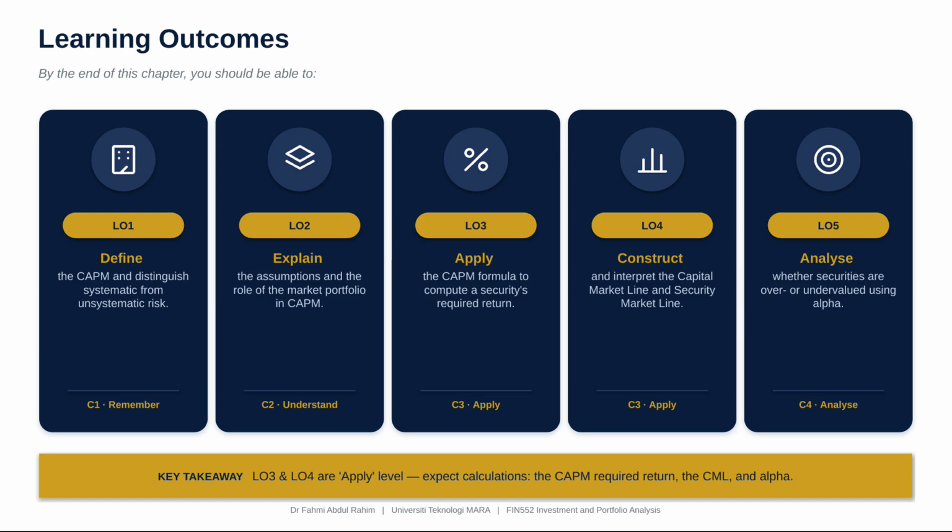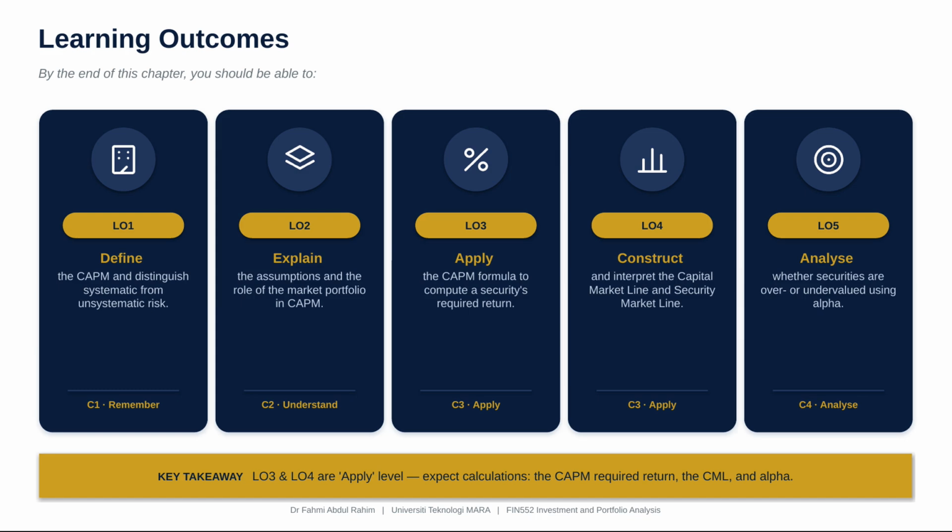The third, and this is an apply level outcome that brings calculation, is to use the CAPM formula to compute a security's required return, the single most important sum in the chapter. The fourth, also apply level, is to construct and interpret the two graphs, the capital market line and the security market line. And the fifth, an analyze level outcome, is to analyze whether securities are overvalued or undervalued using alpha.